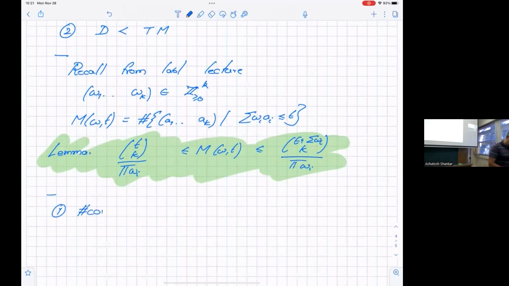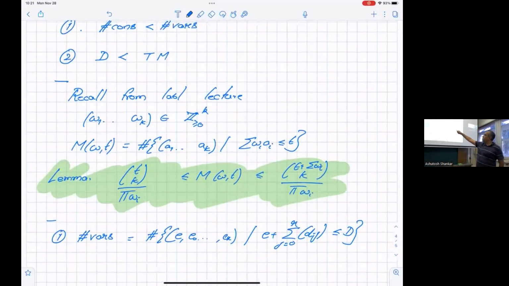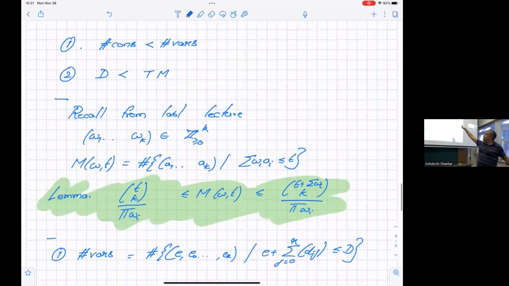What was the number of constraints? The number of constraints was exactly the number of E0 up to Er such that E plus summation D minus J, J going from 0 to r, was less than or equal. This was the number of variables, the number of coefficients of Q. So we need a lower bound on this. I want a lower bound on the number of variables and an upper bound on the number of constraints in order to ensure that inequality.